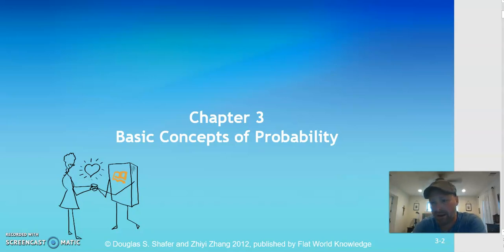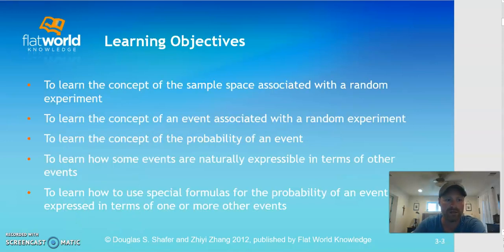How's it going, everybody? Right about now, we're going to cover Chapter 3, Basic Concepts of Probability, just to go over some of the learning objectives. So we're going to learn the concept of sample space associated with a random experiment. We're going to learn the concept of events associated with a random experiment, learn the concept of the probability of an event, learn how some events are naturally expressed in terms of other events, and learn how to use special formulas for the probability of an event that is expressed in terms of one or more other events.